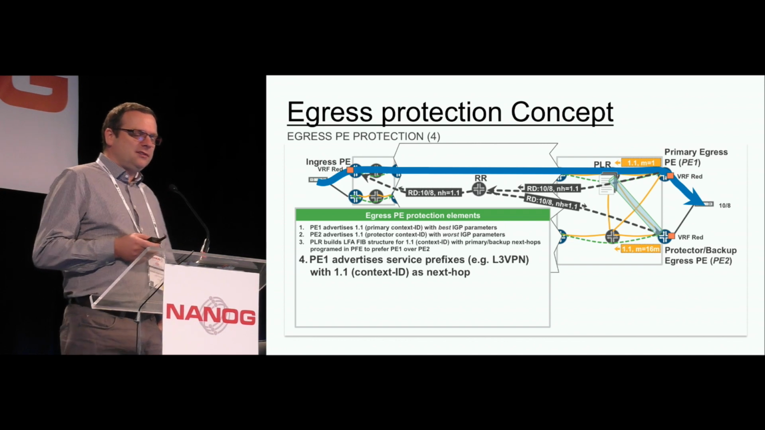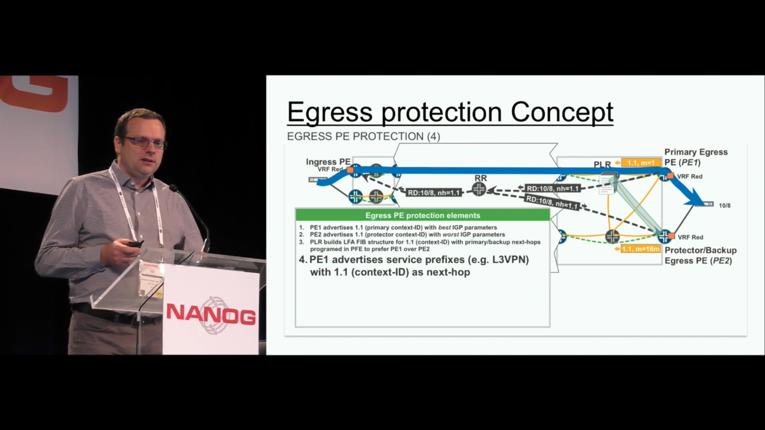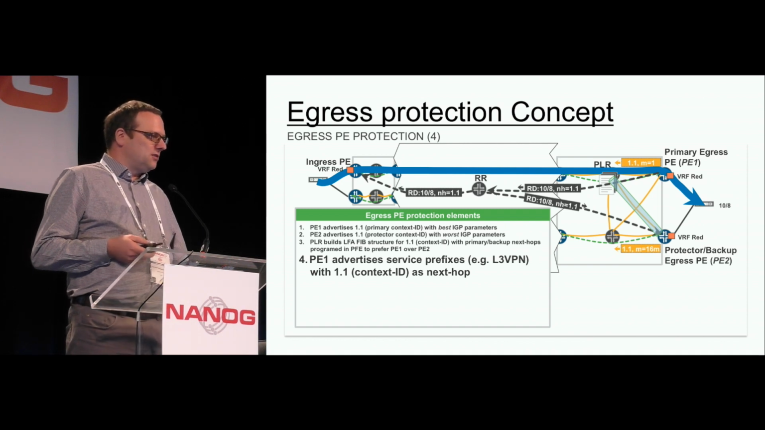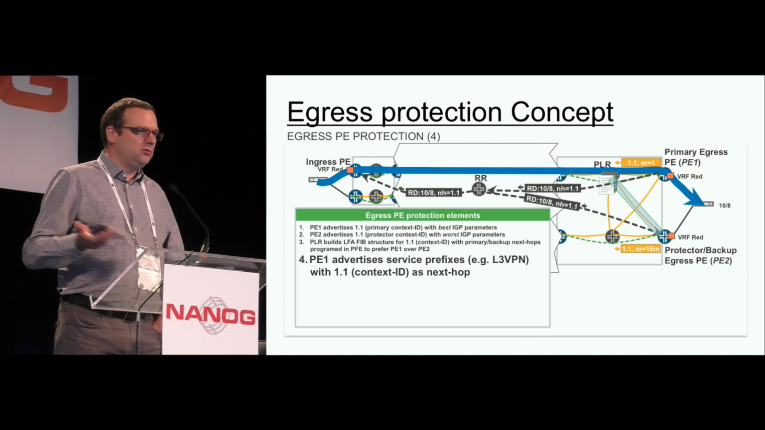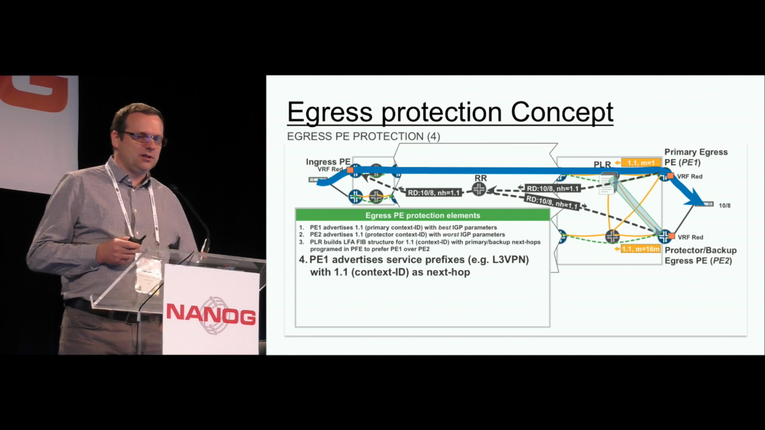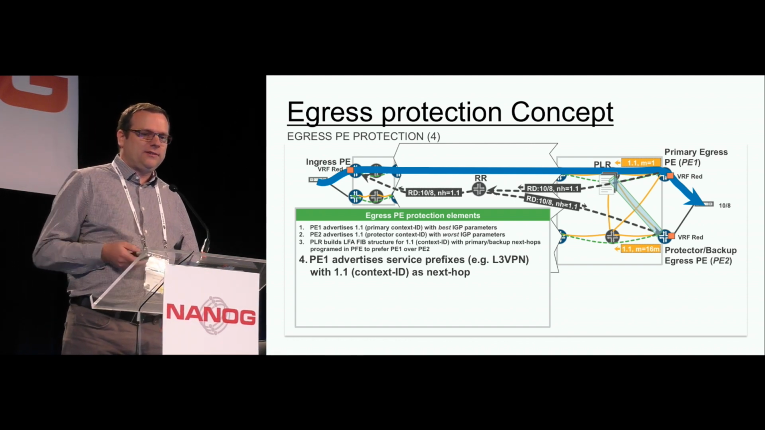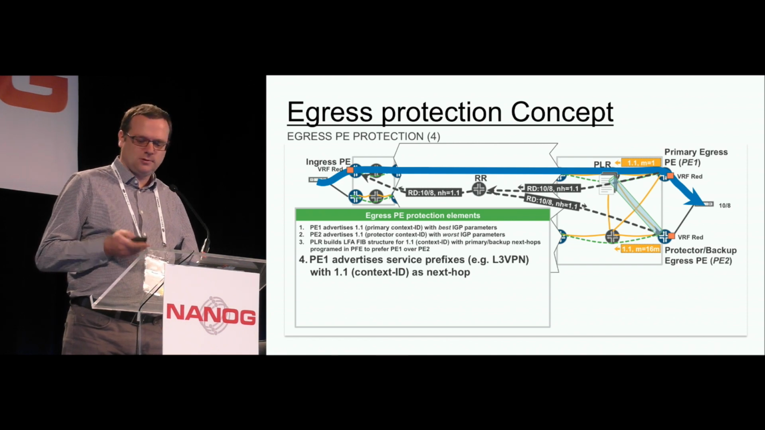And what is special in this advertisement is that the PE advertises the next hop of this prefix as this context ID, 1.1. So not the local loopback. Usually it will be the local loopback. Yes, the normal case would be the local loopback as the next hop. Here, instead of the local loopback as the next hop, you are advertising 1.1. Right?